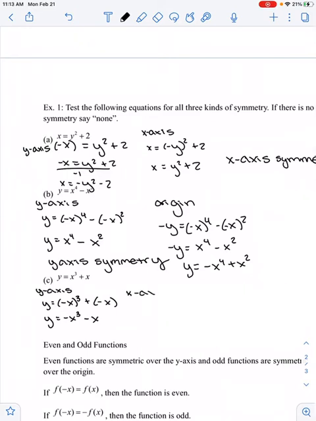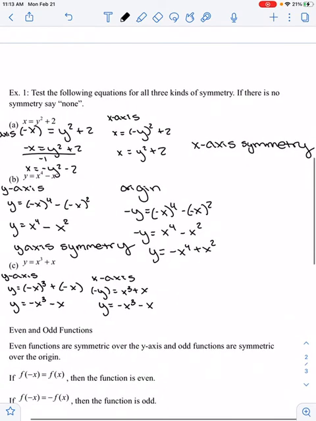So let's test x-axis, plugging in a negative y. So I'm going to divide everything by negative 1. And that does not equal the original, so this doesn't have x-axis.